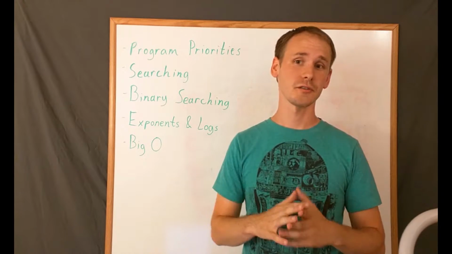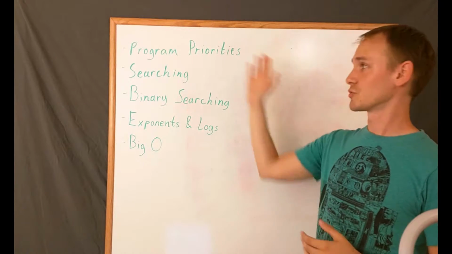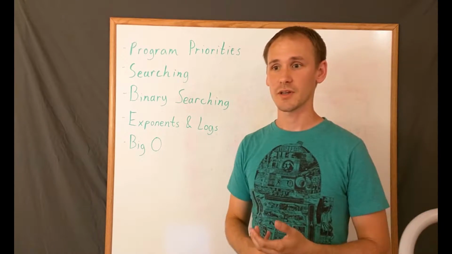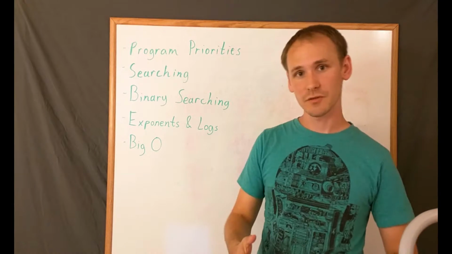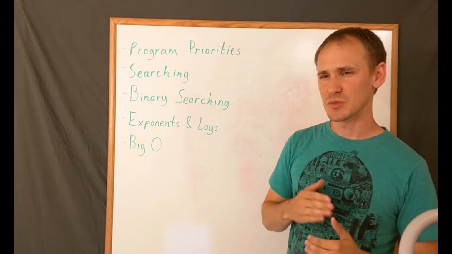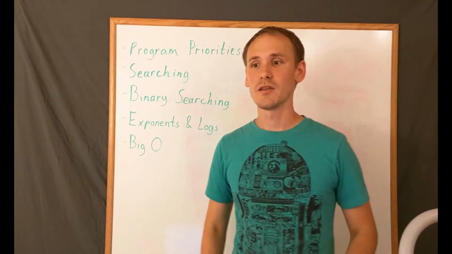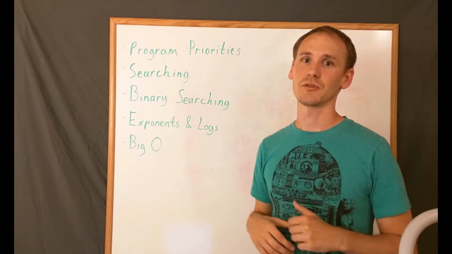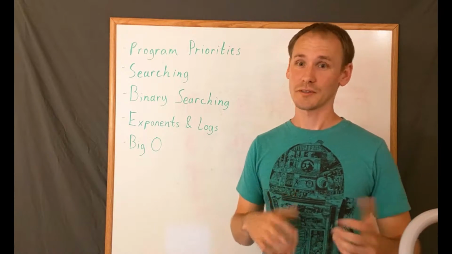I want to give you a quick introduction to data structures and algorithms, starting first with what you should prioritize in a data structures and algorithms class, working through an example in data structures and algorithms of searching for data, an improvement upon that, which is binary search, as opposed to just a simple linear search, exponents and logs, and then a really brief high-level intro into the basic ideas behind Big O and why it's important.